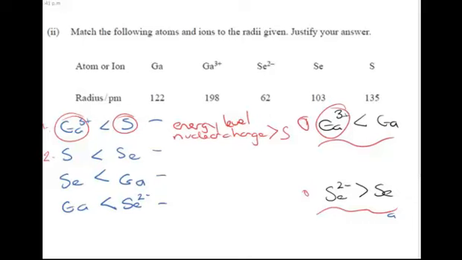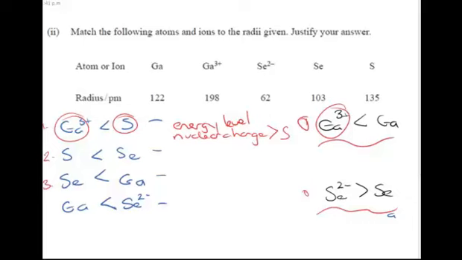Sulfur is smaller than selenium. This is more your standard one, where sulfur is an energy level closer in. There's less electron shielding. Even though selenium has more protons, the fact that sulfur has less electron shielding and is physically closer means greater electrostatic attraction is going to result in sulfur having a smaller radius.